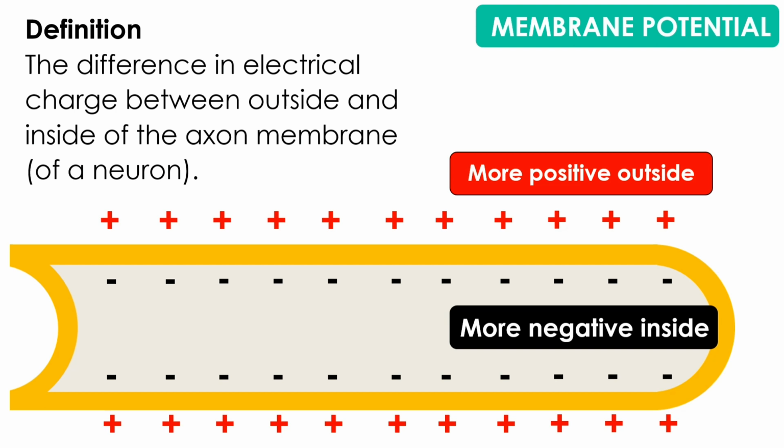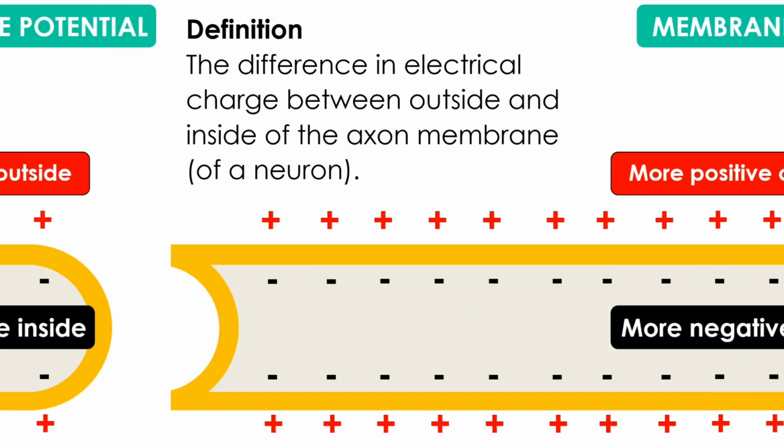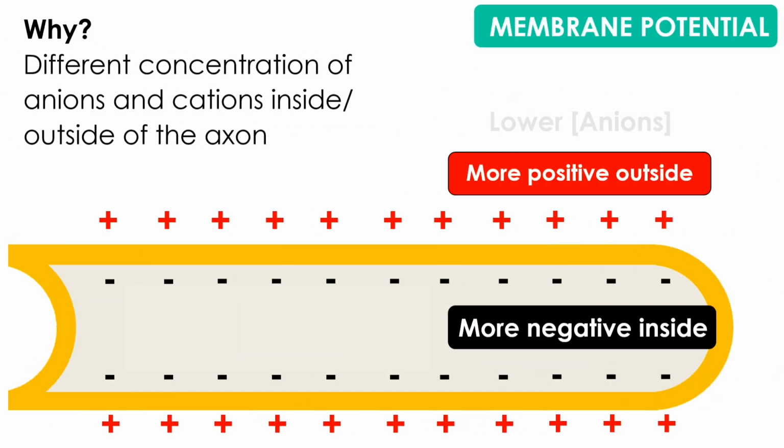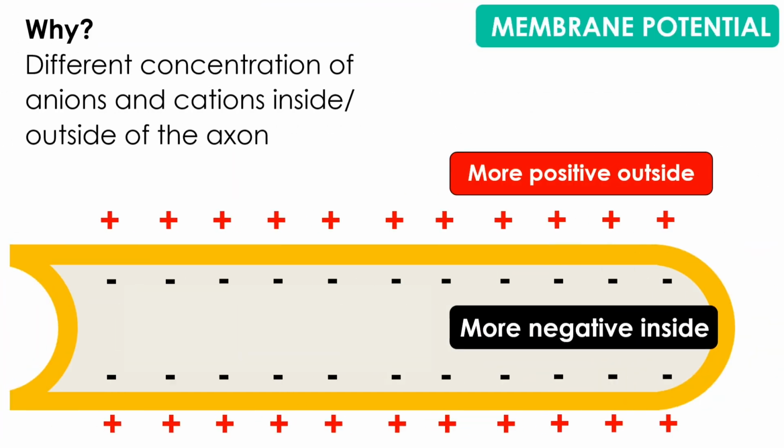In another situation, the difference in the electrical charge can also mean the inside of the axon has more positive charge compared to the outside of the axon. So, what causes this difference in the electrical charge across the membrane? The answer is because of different concentrations of anions and cations inside or outside of the axon.